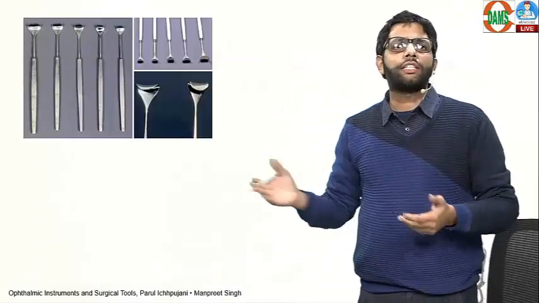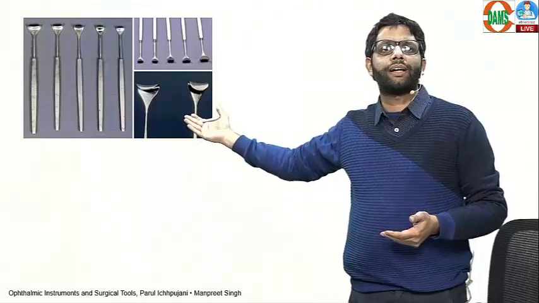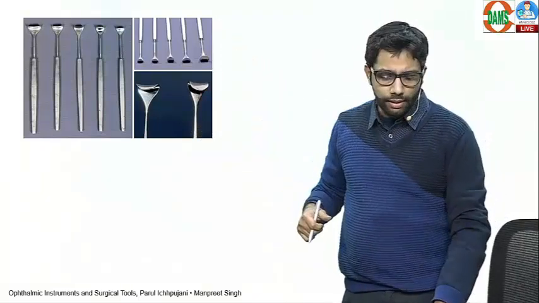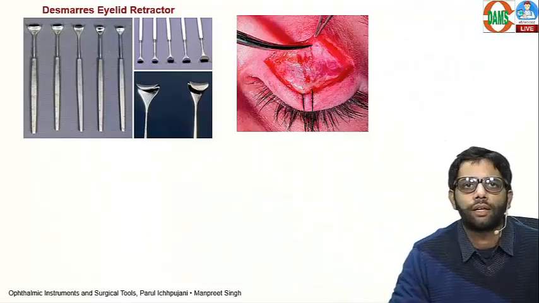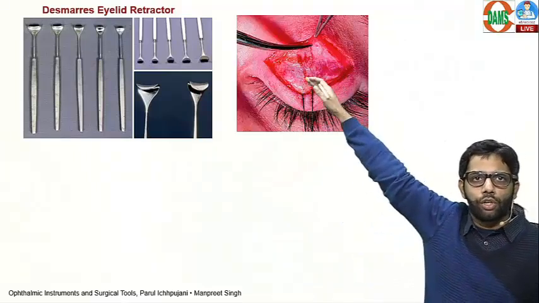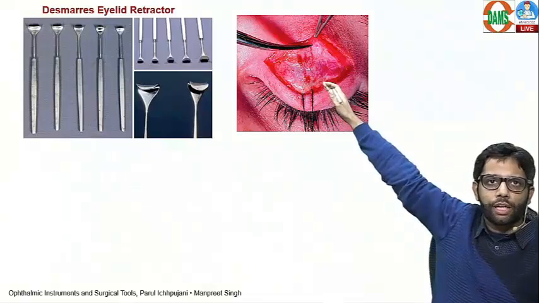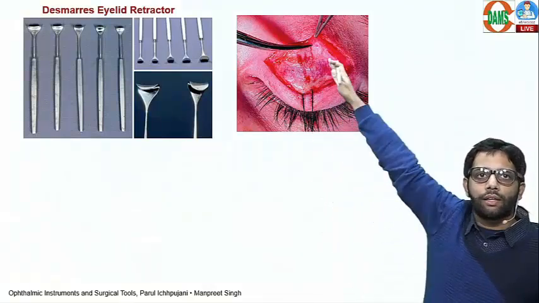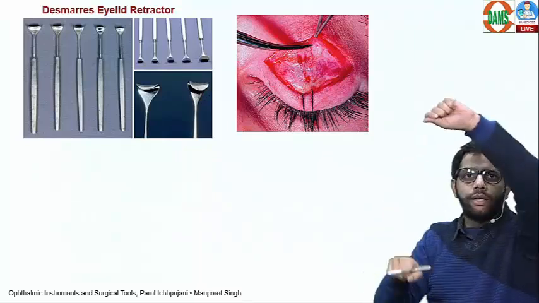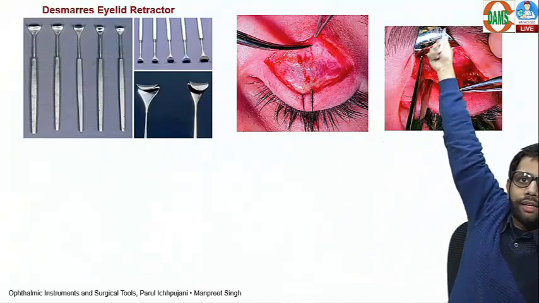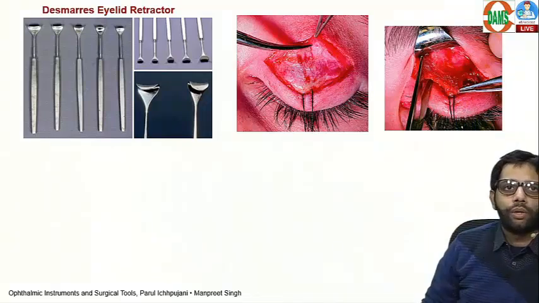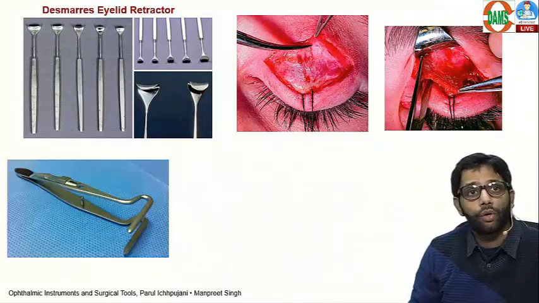Then this is very important. Many times this question will come. This is a retractor. Retractor, pulling. This is a Desmarres eyelid retractor. Like this is the skin approach. You make an incision in the skin for the LPS resection, and the upper part or the lower part you have to retract like this. So see, this is a Desmarres eyelid retractor which is retracting the skin over here.